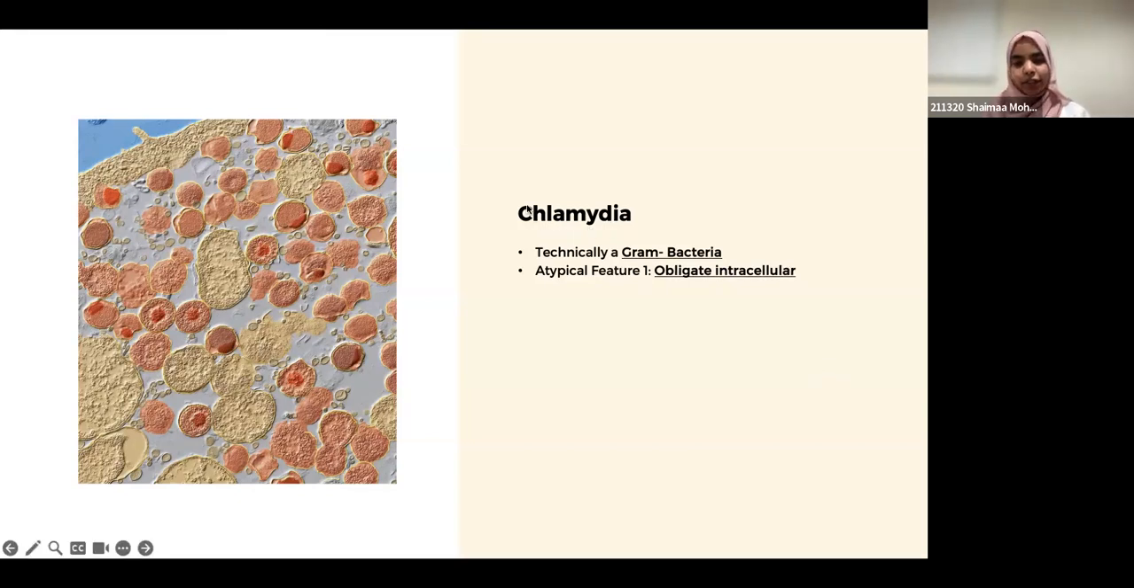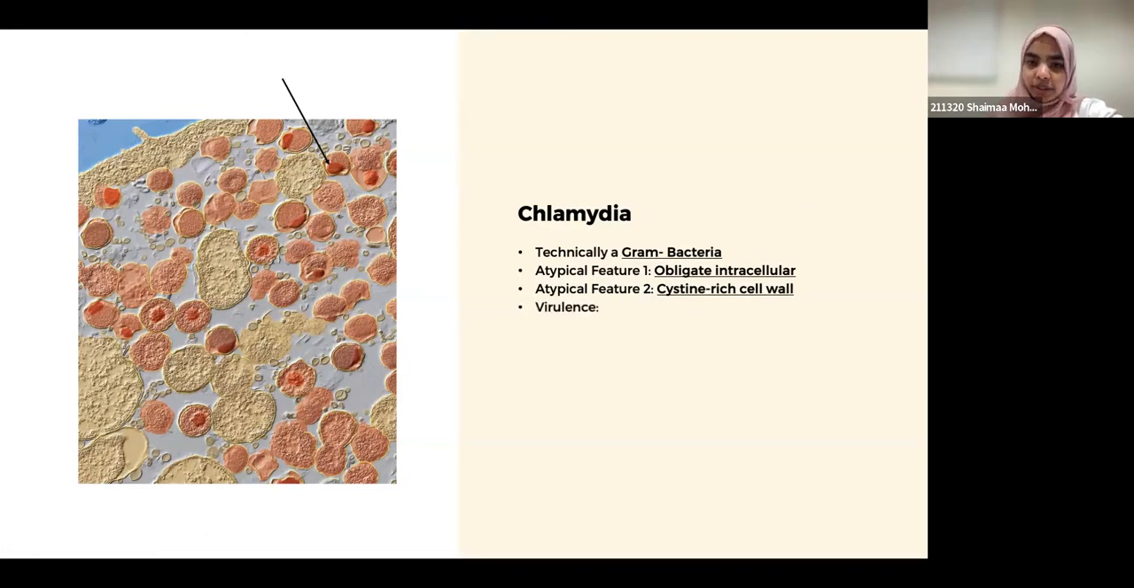The other atypical feature is that we said our cell wall is mainly made up of peptidoglycans. Chlamydia has a cysteine-rich cell wall. So C for cysteine, chlamydia. That's different than the cell walls in other types of bacteria. And as you can see here, we have a picture. These intracellular inclusions, these orange things, are the chlamydia inside cells.